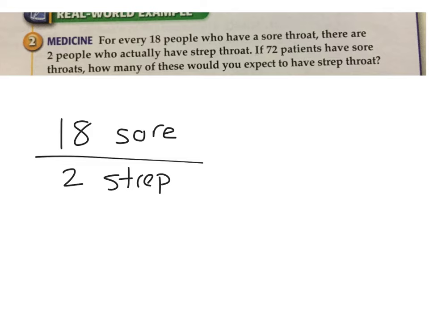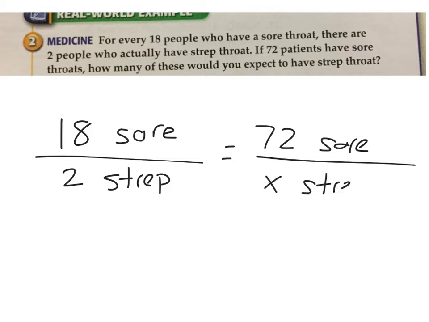Okay, so now my other rate. 72 sore throats. Does that go in the numerator or the denominator? Numerator, because they match. So I've got 72 sore, and I want to know how many will have strep. And so what do I put down there in the denominator? X strep. Questions about setting this up?